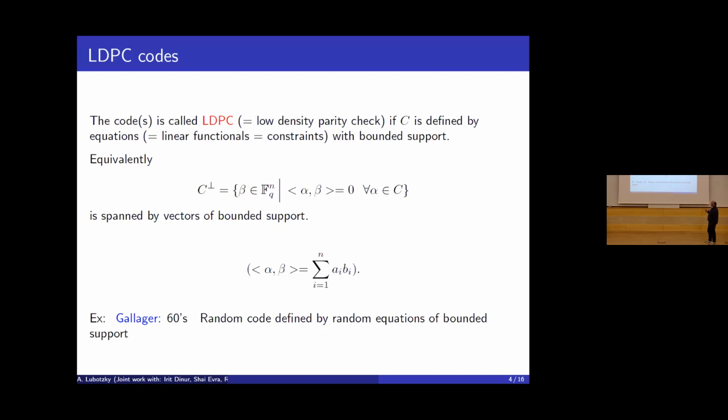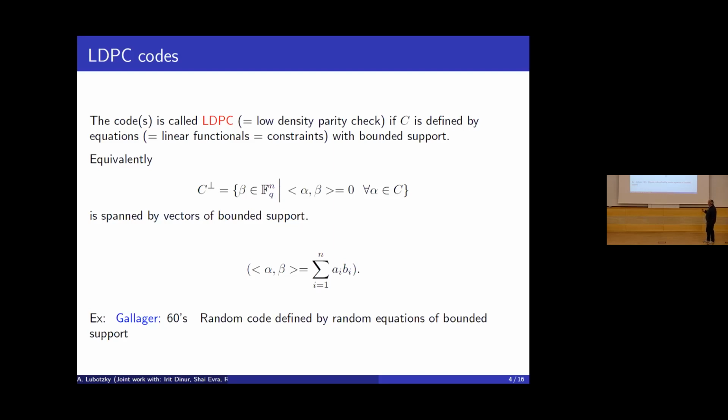If C is defined by equations, namely by linear functionals, which in the error correcting codes area they like to call constraints, with bounded support. If you think about the matrix that I talked about before, it really means that as n goes to infinity, on every row you have only a bounded number of non-zero entries. And now, why is this so good? Because think about it, if the receiver is getting a very long word, a very long vector, and you want to check if it satisfies the equations, if the equations are sparse, then it will go much faster.